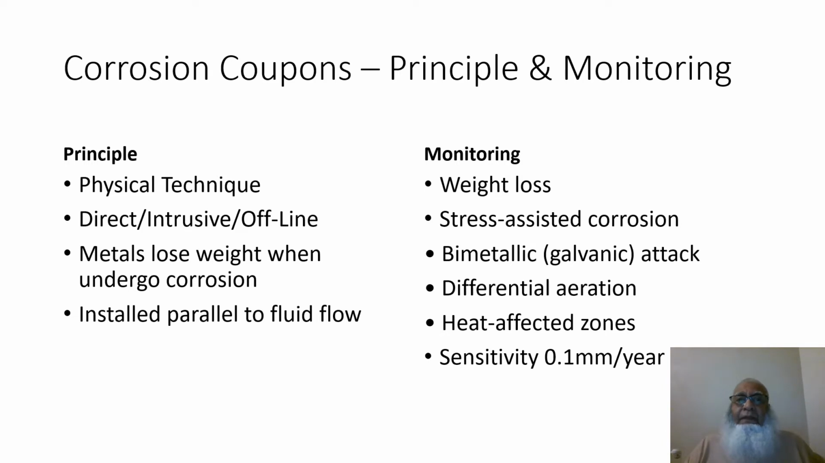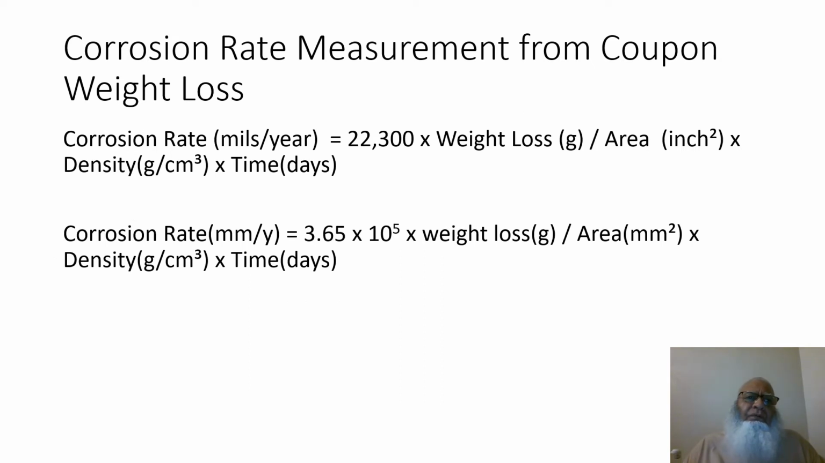Monitoring. It monitors the weight loss, stress-assisted corrosion, bimetallic galvanic attack, differential erosion, heat-affected zones. The sensitivity of this weight loss corrosion coupon monitoring is only 0.1 millimeter per year. This slide shows how corrosion rates are measured from coupon weight loss data.